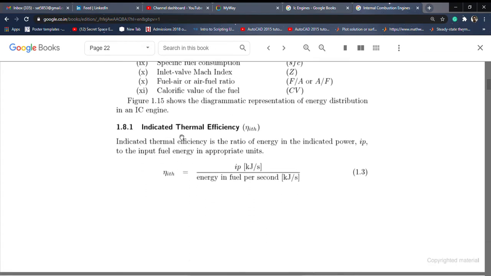So indicated thermal efficiency is denoted by this symbol. Indicated thermal efficiency is the ratio of the energy in the indicated power to the input fuel energy in appropriate units. So it is a ratio. So here we have indicated power, here we have energy in fuel per second.